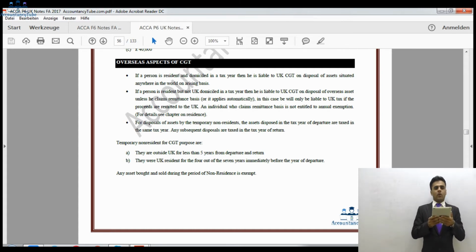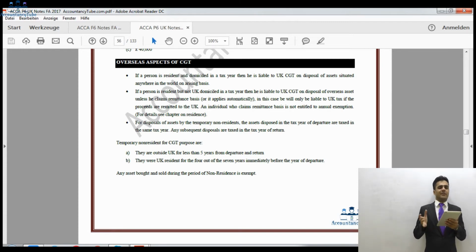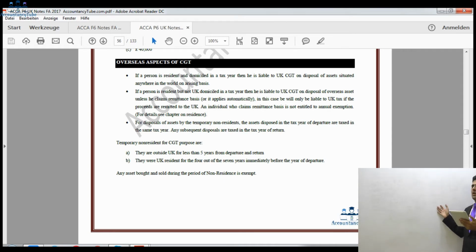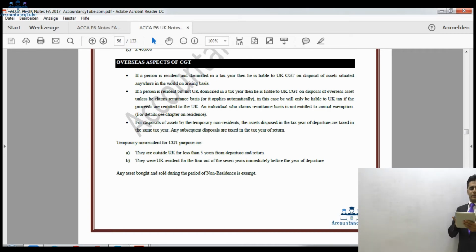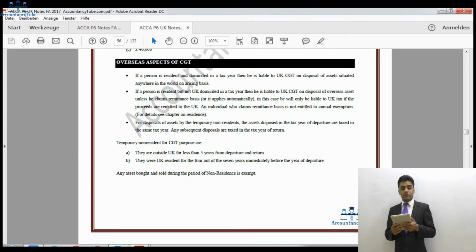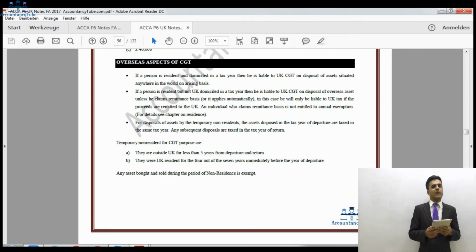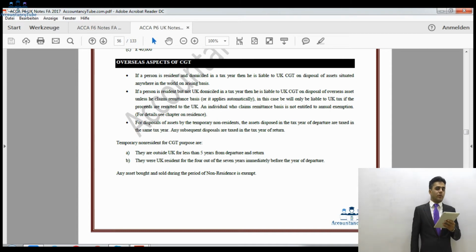So what are the overseas aspects for capital gains tax? Normally, we have seen residence and capital gains tax in our chapter on residence. So someone who is resident and domiciled, that is basically exactly the same concept here as well, but with a little more addition of temporary non-resident. Someone who leaves the UK for some period of time with the intention of coming back to the UK will be temporarily non-resident. So let's read from the notes then.